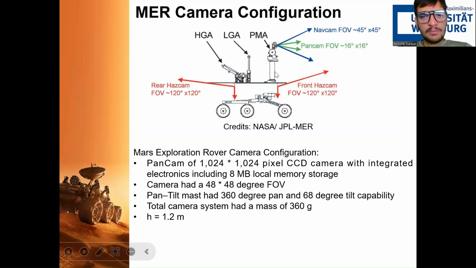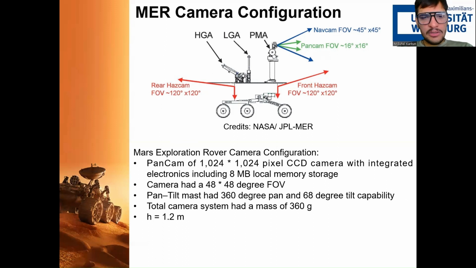On the top of this mast assembly we have the navigation camera and panoramic camera. Navigation camera has a field of view of plus 45 degree to minus 45 degree, and panoramic camera has a field of view of plus 16 degree to minus 16 degree. And at the end we have the high gain antenna and low gain antenna.